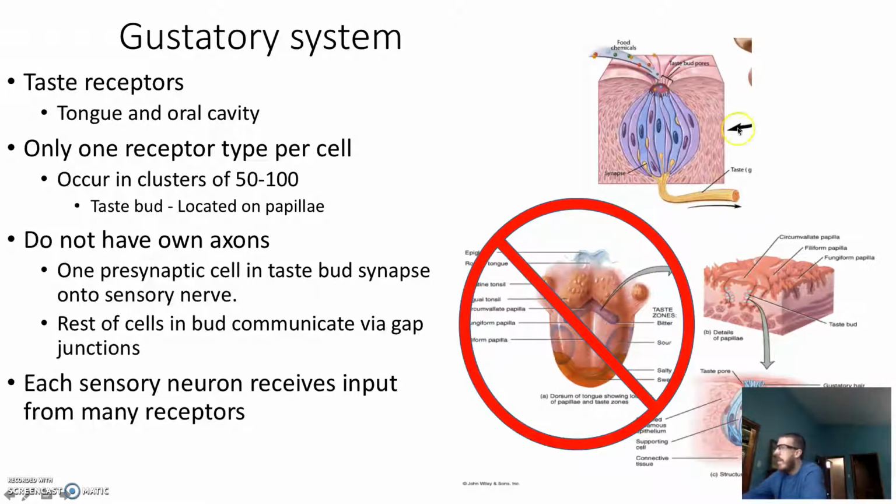So the taste bud acts as kind of a processing unit together, and depending on the ratios of the different types of taste that can come in, different types of chemicals that can activate these receptors, the output of a given taste bud will be modified. And so the sensory neurons downstream of these taste buds receive information from lots of these receptors.